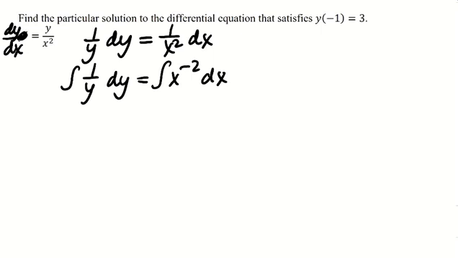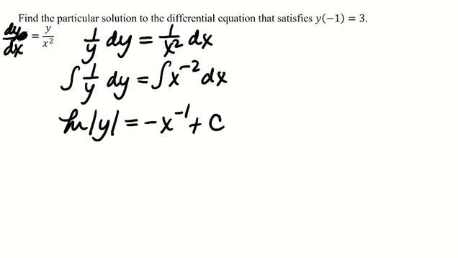Okay. What's an antiderivative for 1 over y? Log of absolute value y, yes, equals negative x to the negative 1. Because if I took the derivative of that, the negative 1 would come down and kill off the negative, so yeah, positive x to the negative 2. Don't forget the plus c.